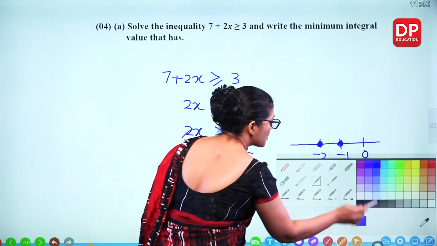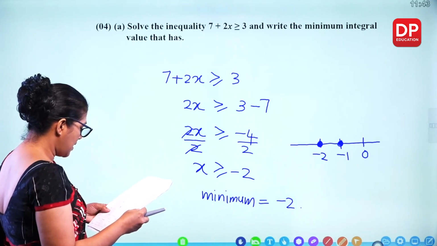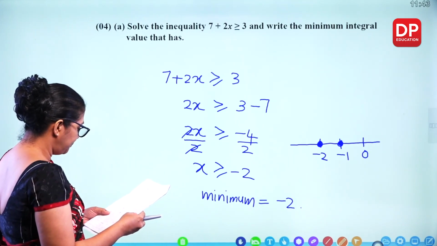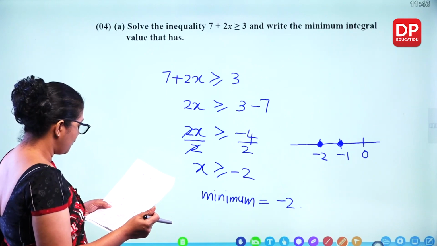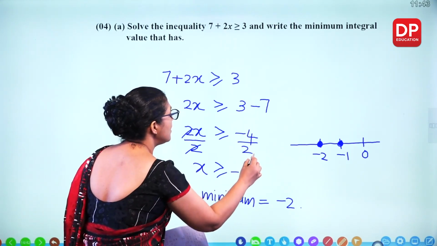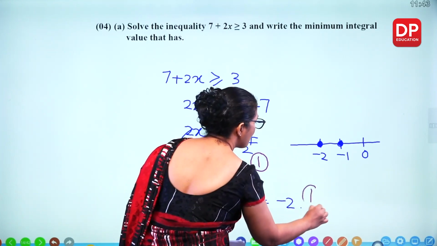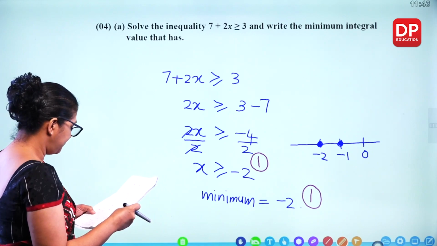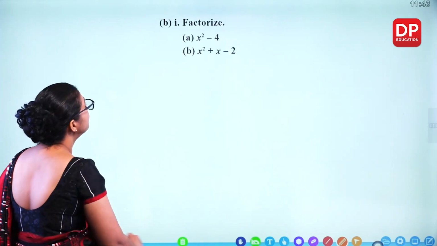So how many marks? According to the marking scheme, you are getting 2 marks for this one. So 1 mark here, 1 mark here and 1 mark for writing down the minimum value. Let's take the next one.